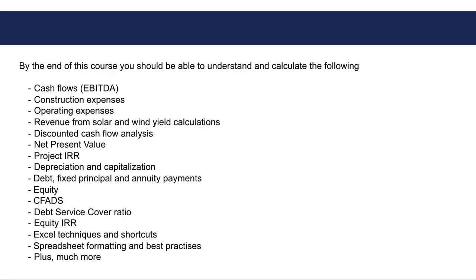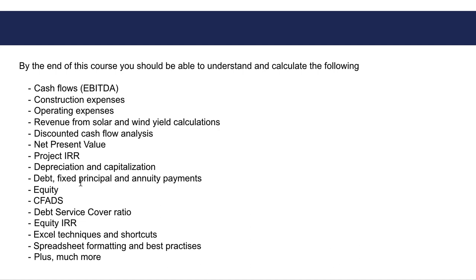By the end of this course, you should be able to understand and calculate the following. You should know about cash flows. We'll be able to calculate the EBITDA. I'm not going to ruin it for you. We'll learn that during the course. We'll know about construction expenses, the differences between construction and operation expenses, and how we model them. We're going to look at revenue from solar and wind yield calculations. We'll touch upon discounted cash flow analysis, net present value, which is basically discounted cash flow analysis, project IRR, depreciation and capitalization. We'll have a look at that. We'll have a little look at tax as well.